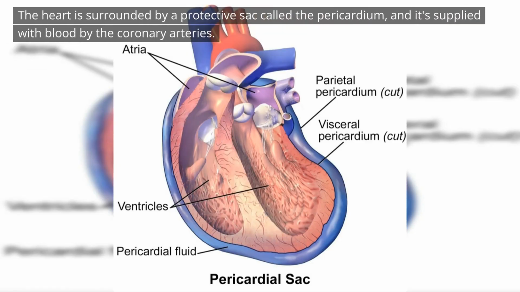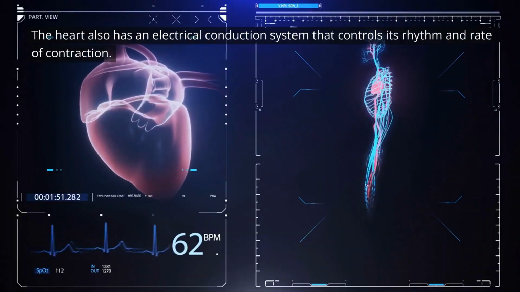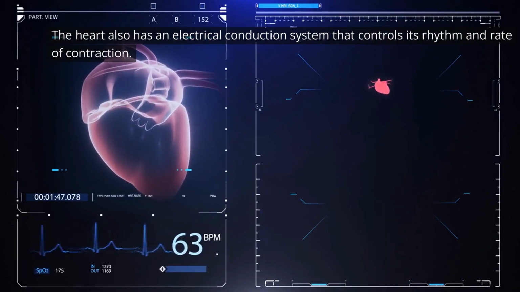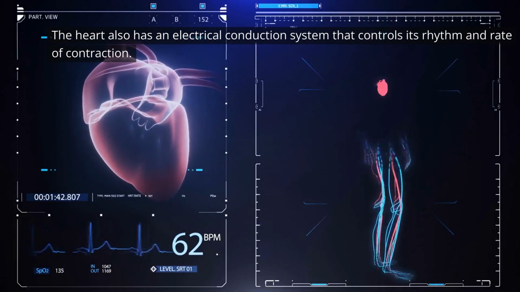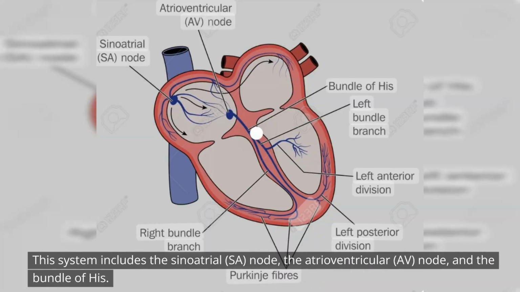The heart is surrounded by a protective sac called the pericardium, and it's supplied with blood by the coronary arteries. The heart also has an electrical conduction system that controls its rhythm and rate of contraction. This system includes the sinoatrial (SA) node, the atrioventricular (AV) node, and the bundle of His.